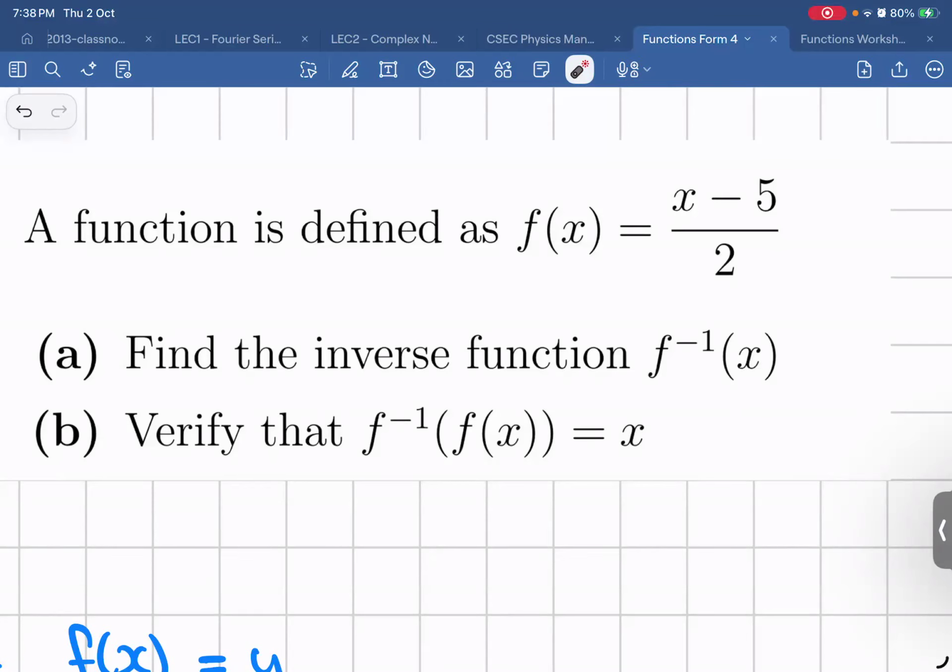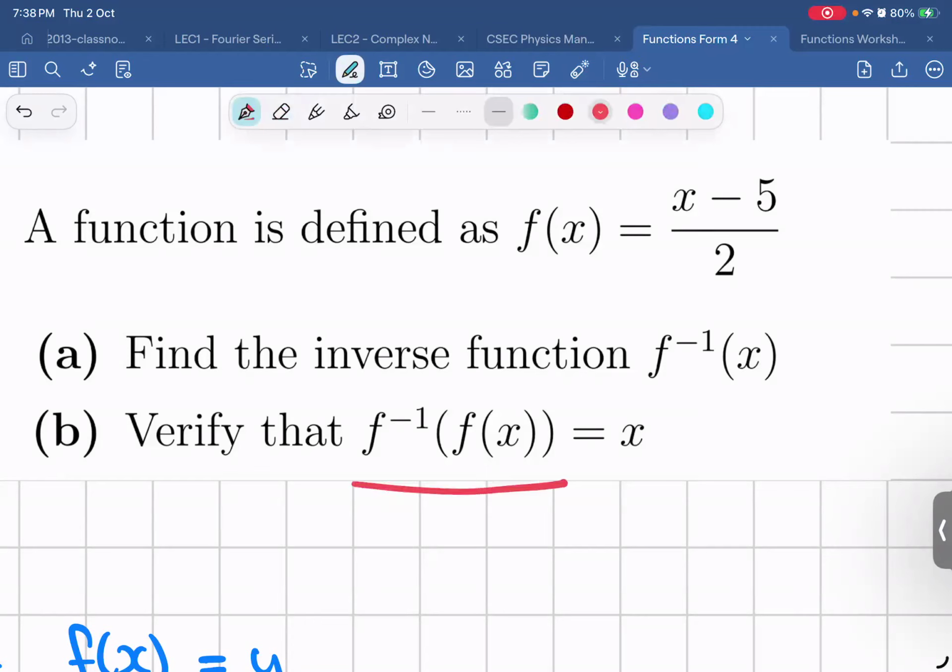So I'm saying that this last question tests everything. Because watch, this is an example of an inverse composite question.